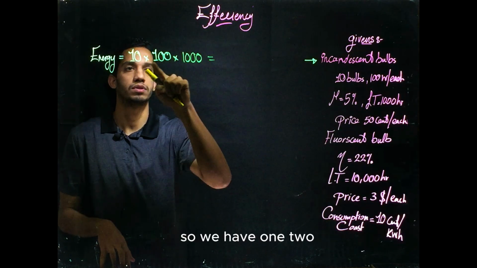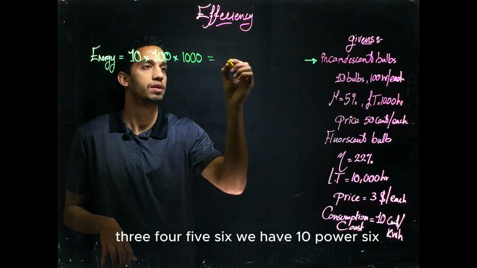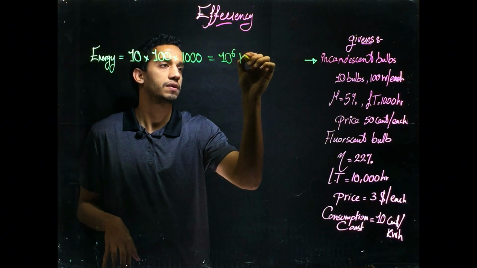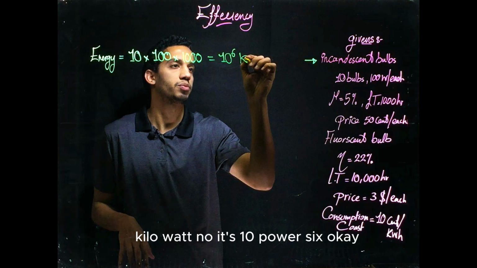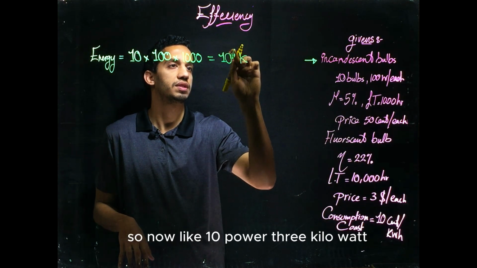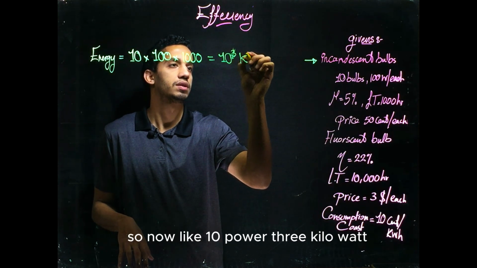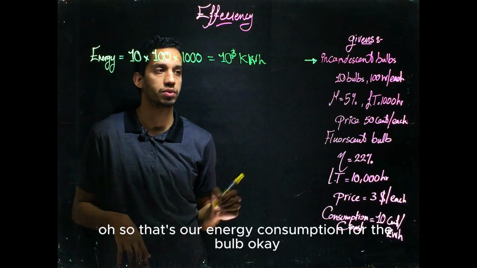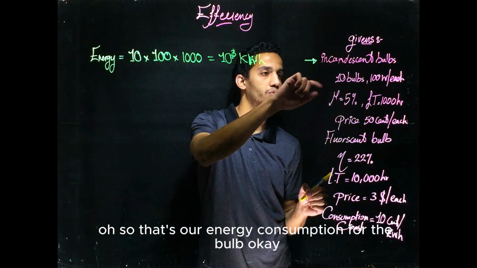So we have 1, 2, 3, 4, 5, 6. We have 10 to the power 6 watt hours, so now I have 10 to the power 3 kilowatt hours. So that's our energy consumption for the bulbs.